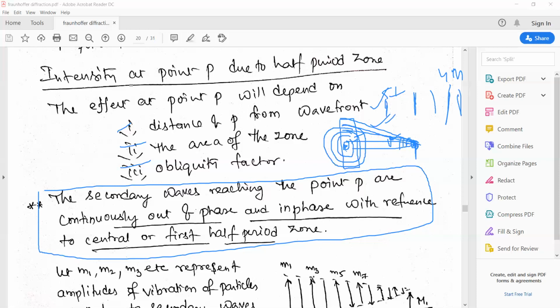So this point is very important. If you don't get this point, you will not understand the next coming steps. Okay, so first zone and second zone will be out of phase, and first zone and third zone will be in phase. Odd zones will be in phase, let's say. Even zones will be out of phase as compared to the first half period zone.